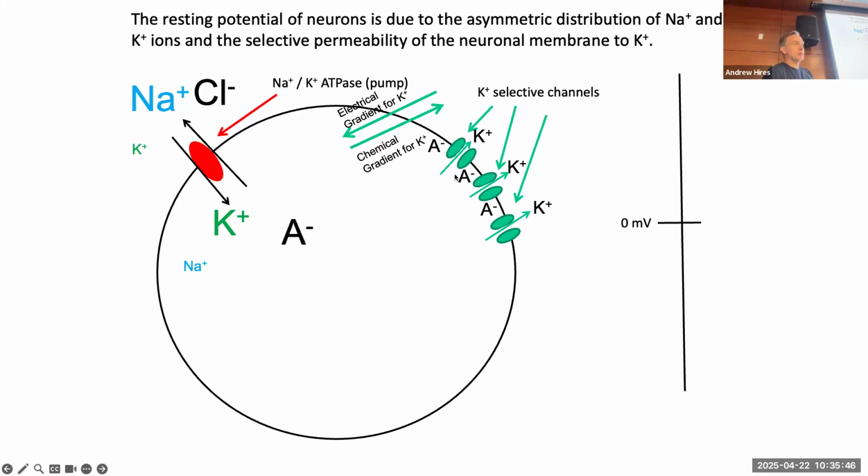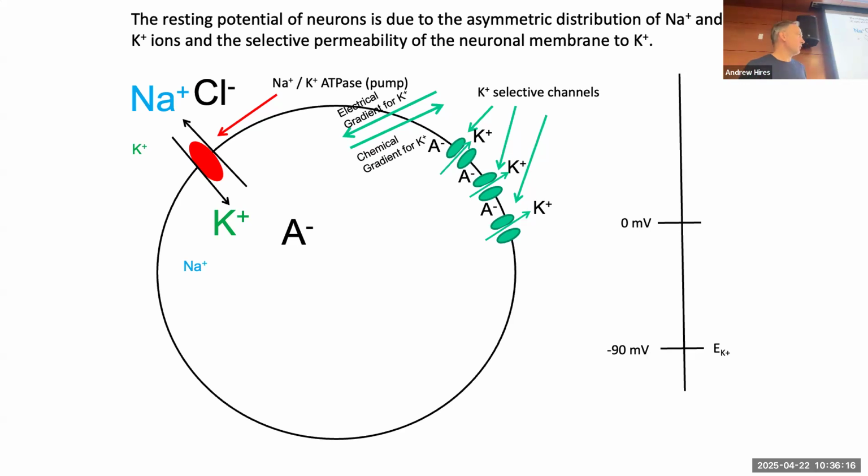Where is that? What electrical potential is that at? It is at negative 90 millivolts. This is called the equilibrium potential for potassium. So this is the level where the inside of the cell is negative 90 millivolts, and you have all the potassium channels open in the world. You're going to have no net flow of potassium into or out of the cell because the chemical and the electrical forces are balancing one another. This is called the electrochemical gradient.